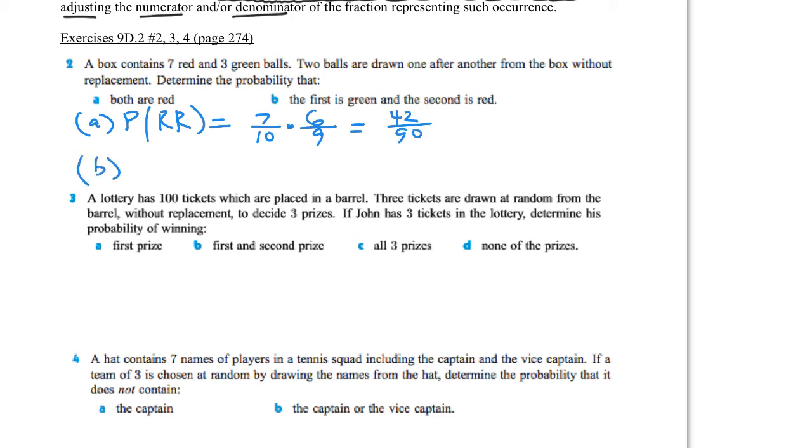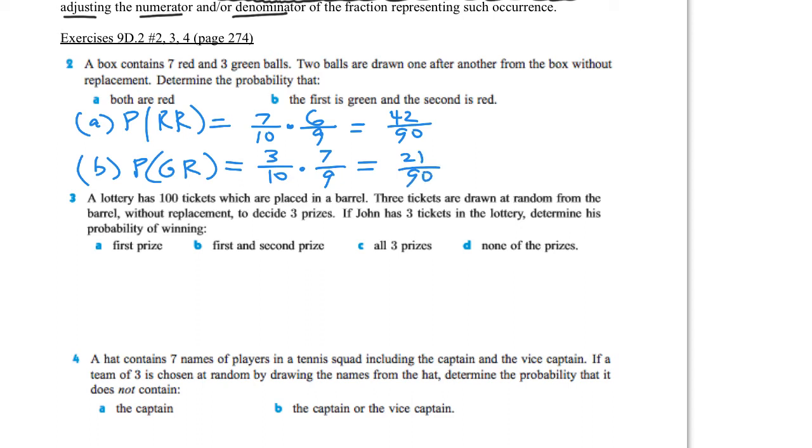Part B, green then red. Well, green on the first pick, there's a 3 in 10 chance. Now that green one's been removed, so there's only 9 balls left in the box. So the chance of a red stays 7 because the one taken out was green.